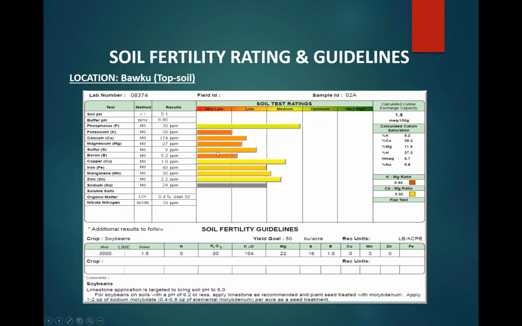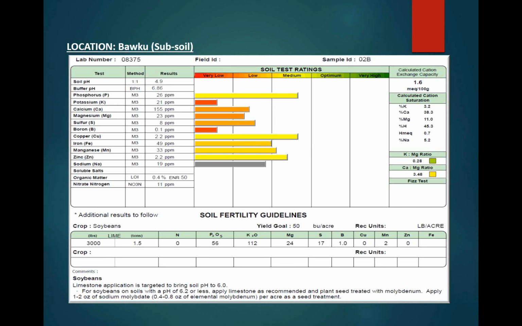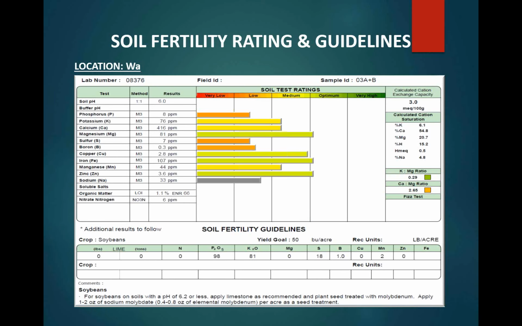Now this slide here shows Boku, that's the topsoil, which shows the same pattern. This slide is also the subsoil for Boku, which shows the same pattern. Then for Wa, for the composite, it shows the same pattern. We only have magnesium and then probably zinc and iron looking better, but the rest of them are all very low or medium.